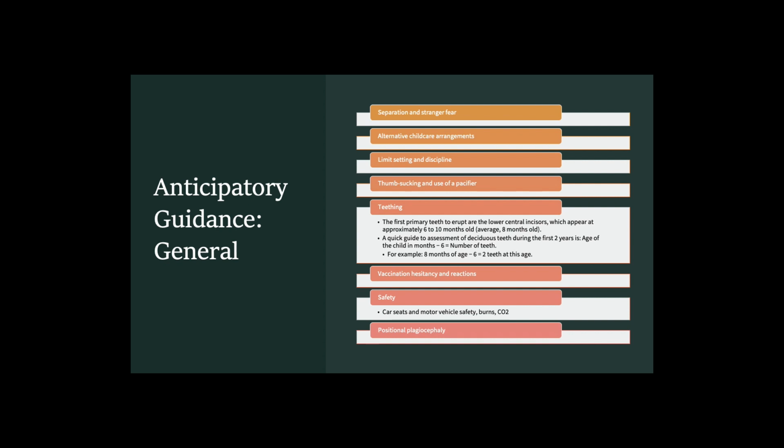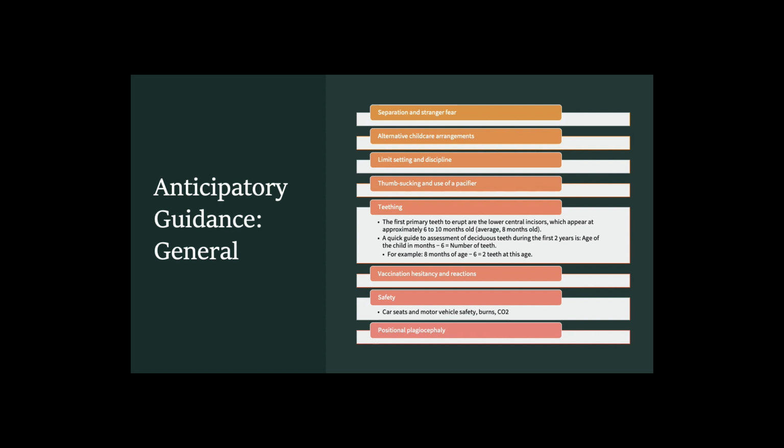Anticipatory guidance for the infant should include separation and stranger fear. This is especially important for children, as you can see on the next line, who have to go to daycare. Setting limits and discipline, although it sounds strange, you need to start this early. Thumb sucking and the use of pacifiers.